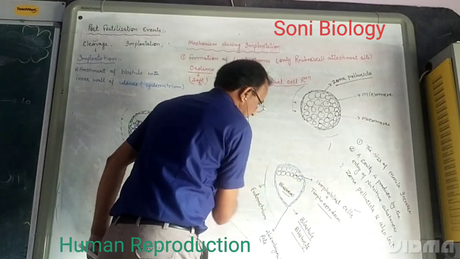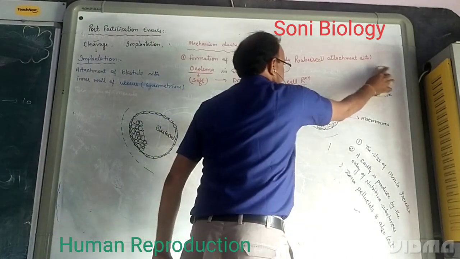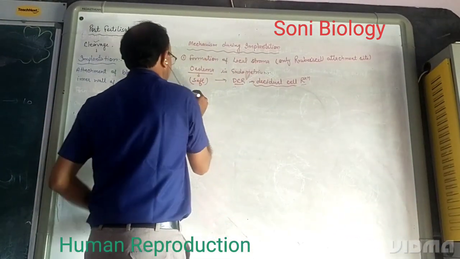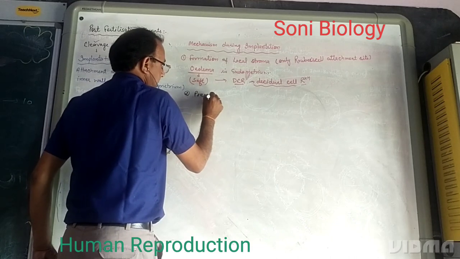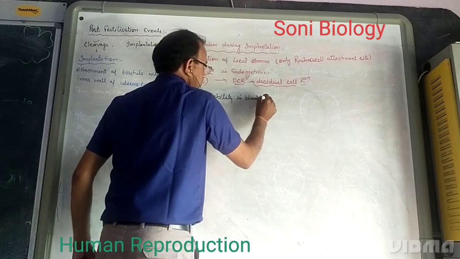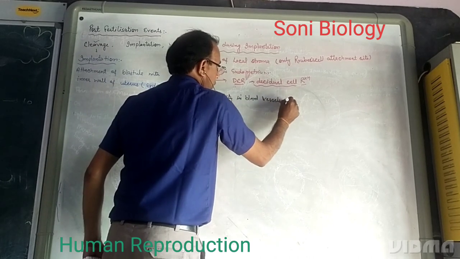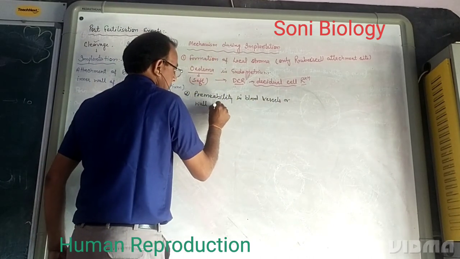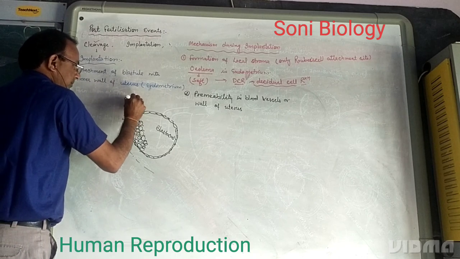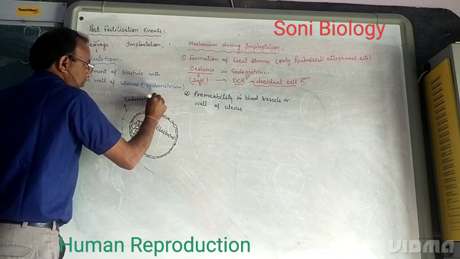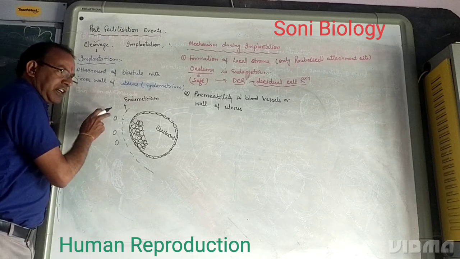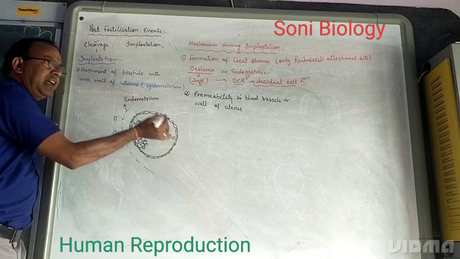The second feature is permeability in blood vessels as well as the inner wall of the uterus. This is the second mechanism. This is the inner wall, which is called the endometrium. Just inside the endometrium there are blood vessels. The chemical substances secreted through it pass from outside to inside and inside to outside.